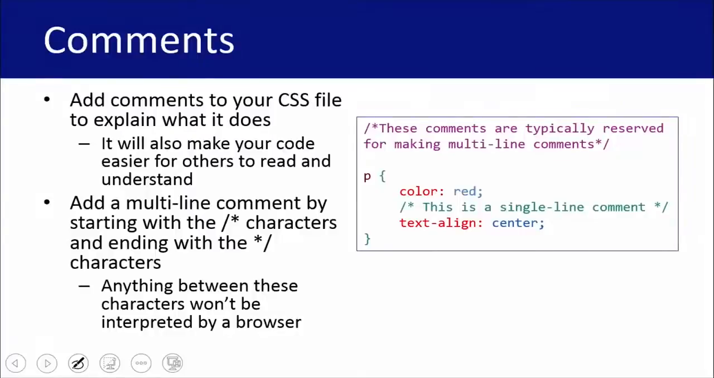All right. Last and not least, we want to talk a little bit about comments. You can add comments to your CSS file to explain what it does. It's going to make your code a little bit easier for others to read and understand. There are two different types of comments that you can add. You can add multi-line and also single line. They both start with a / and an asterisk, and then end with an asterisk and then a /, right? Anything that's between those characters won't be interpreted by a browser. And so you have our multi-line comments up here, and then also our single line comments down here. The only difference is that one takes up one line, and then the other multi-line takes up multiple lines.